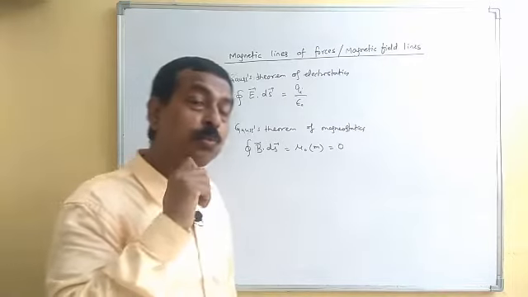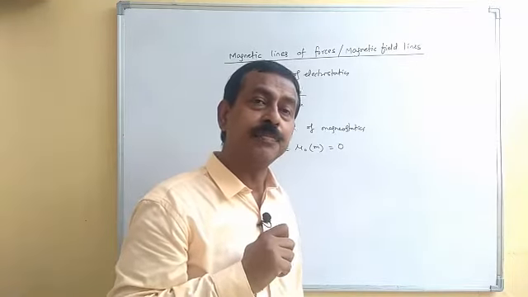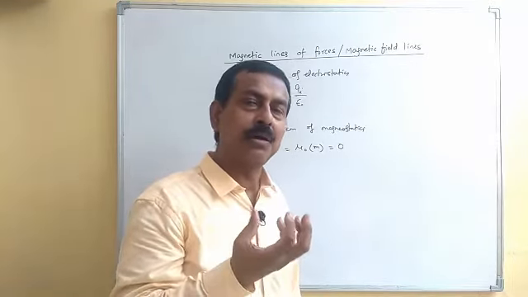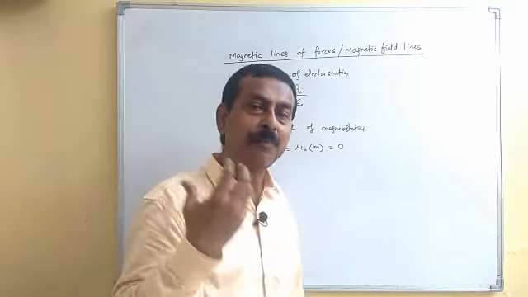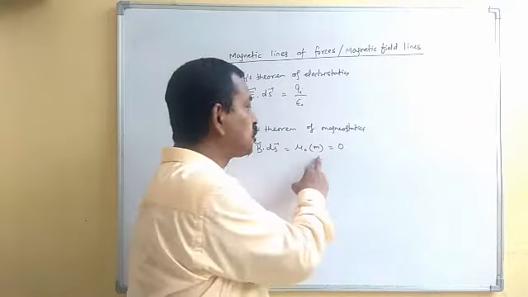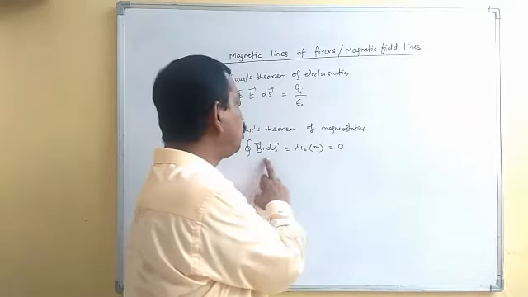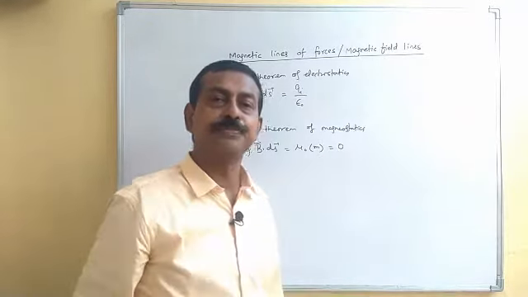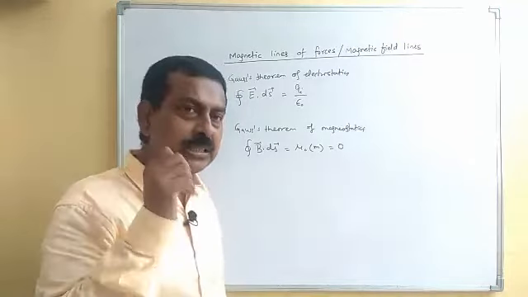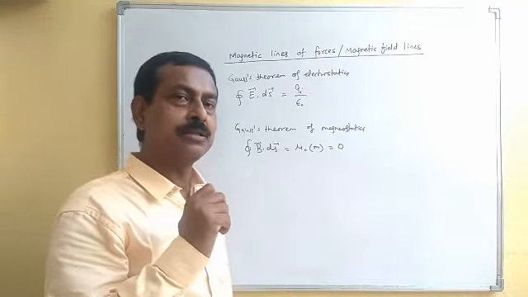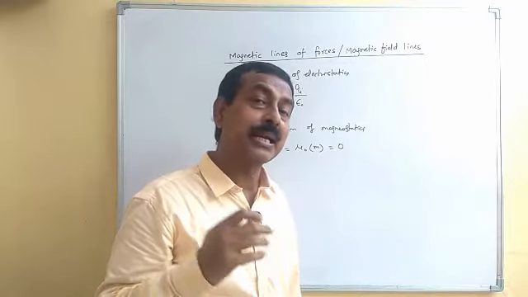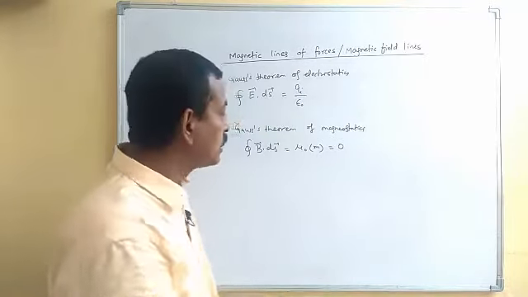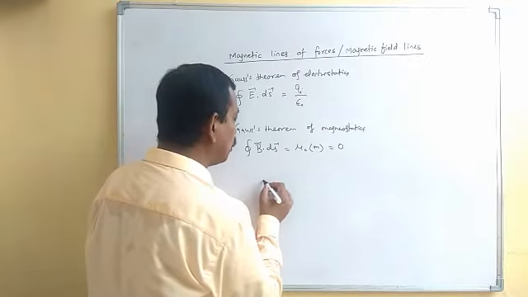Now since monopoles do not exist, whenever the poles will appear, they will always appear in pair. And if they appear in pair, the net pole strength will be 0. So ∮B·dS will be 0. Now just see how we can apply this to explain the properties of the electric and magnetic lines of forces there. Suppose you have an electric dipole.